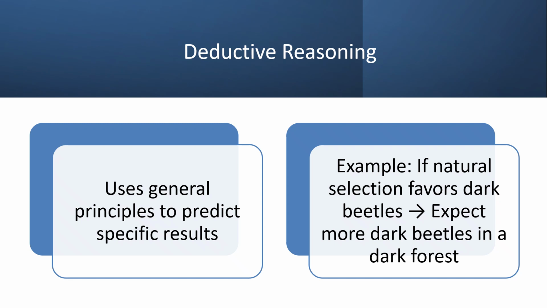Deductive reasoning works the other way around. You start with a general principle, like organisms adapt to their environment, and apply it to predict specific outcomes. For instance, if a dark forest favors darker animals, you might predict dark colored beetles will survive better. This helps you design experiments to test general rules.